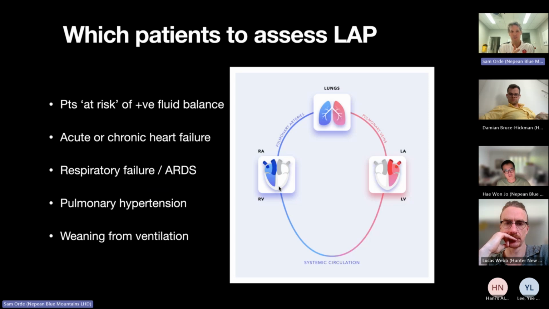As I hopefully have shown, I can use it in patients who are at risk of positive fluid balance. We're going to use it in patients that have got some form of either acute or chronic LV dysfunction, because we know that can raise your left atrial pressure. I'm going to use it a lot in patients with respiratory failure or ARDS or pulmonary hypertension, because, as I said, raised left atrial pressure can affect your lungs and your pulmonary hemodynamics. And finally, I'm going to use it a lot when I'm looking at weaning patients from mechanical ventilation who might be at risk. Okay, so let's go through a few of these examples.